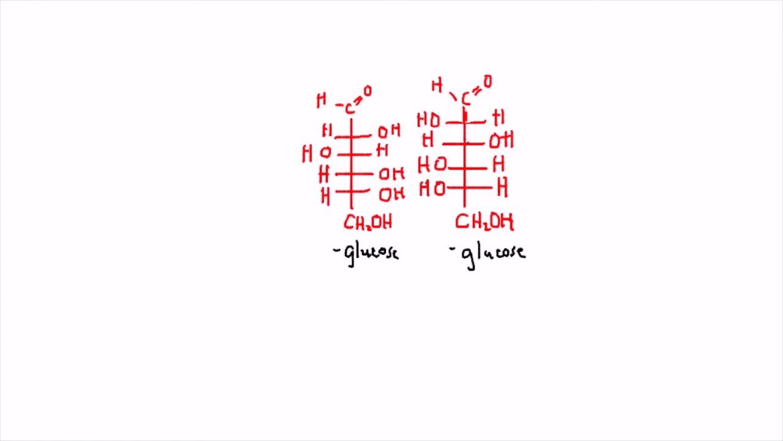Now, I took the liberty of drawing Fischer projections of our glucose molecule, and I felt it was important to point out that there are two types of glucose molecules. Now, there's D-glucose, which is on the left, and there is L-glucose, which is on the right, and you guessed it, they are enantiomers, which means they're mirror images of one another. Now, in nature, we will find predominantly D carbohydrates.